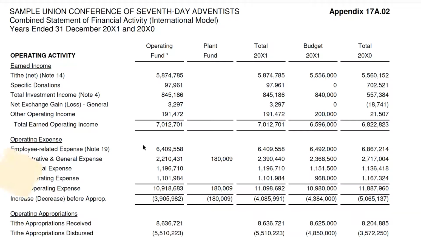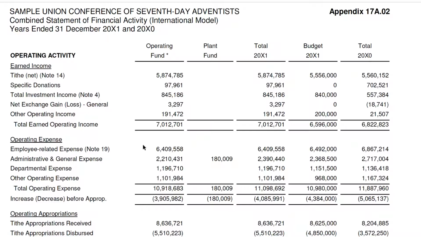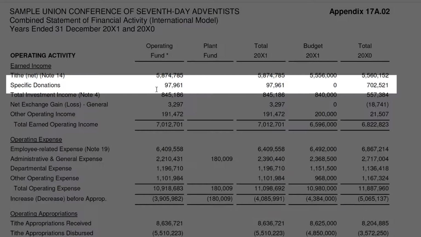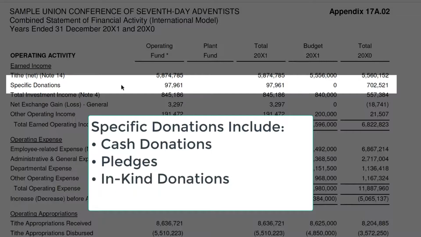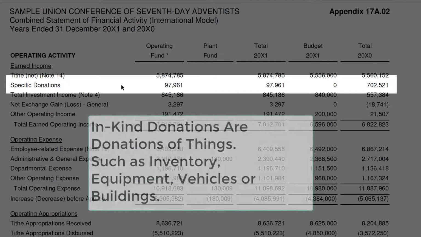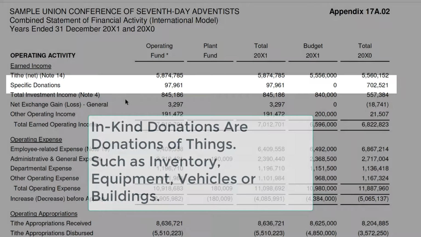There is not a lot more to be said about the statement of financial activity, but there are a few points. They're completely unrelated, three or four topics that are just things to point out. Specific donations can include cash donations as well. It can also include pledges, recorded as donations because of the accrual accounting we were talking about last time. And it can include in-kind donations. So if someone donates a truck to your union, that would be an in-kind donation.